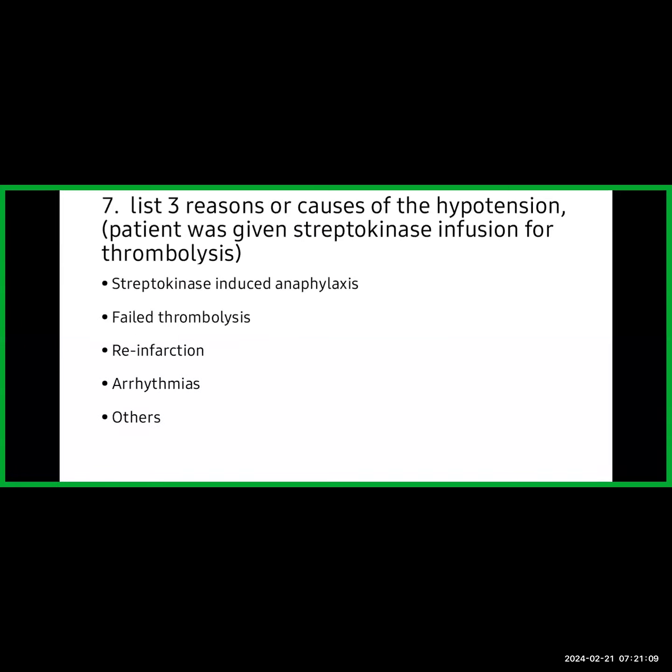So the next question is, list three reasons or causes of hypertension in this patient. The question comes after the patient was given thrombolysis, because the treatment of this patient occurred in a non-PCI center. So after giving streptokinase, he developed hypertension. The commonest explanation is streptokinase-induced anaphylaxis, which will come with hypertension. But there are other things. If the thrombolysis failed, or he developed infarction, especially RV infarction, or some bradyarrhythmias, this patient will likely receive beta blockers and nitrates, which could also cause hypertension. But again, the scenario was given after the patient was given streptokinase. So most likely it is streptokinase-induced hypertension.